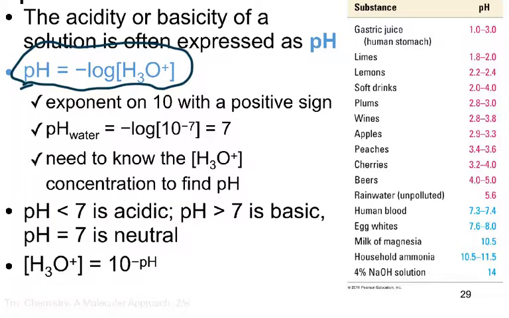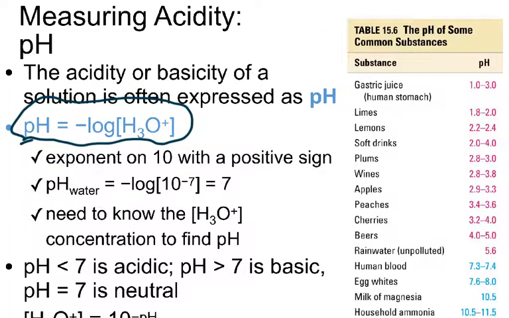And you need to know your H3O plus concentration to find your pH. And then if you know your pH and you want to find your H3O plus, you can just do the inverse of your log button, and it'll be 10 to the negative, and then plug in the pH. The pH scale, if we look over here, anything less than 7 is acidic, and anything greater than 7 is basic. And then anything right around 7 is considered neutral.